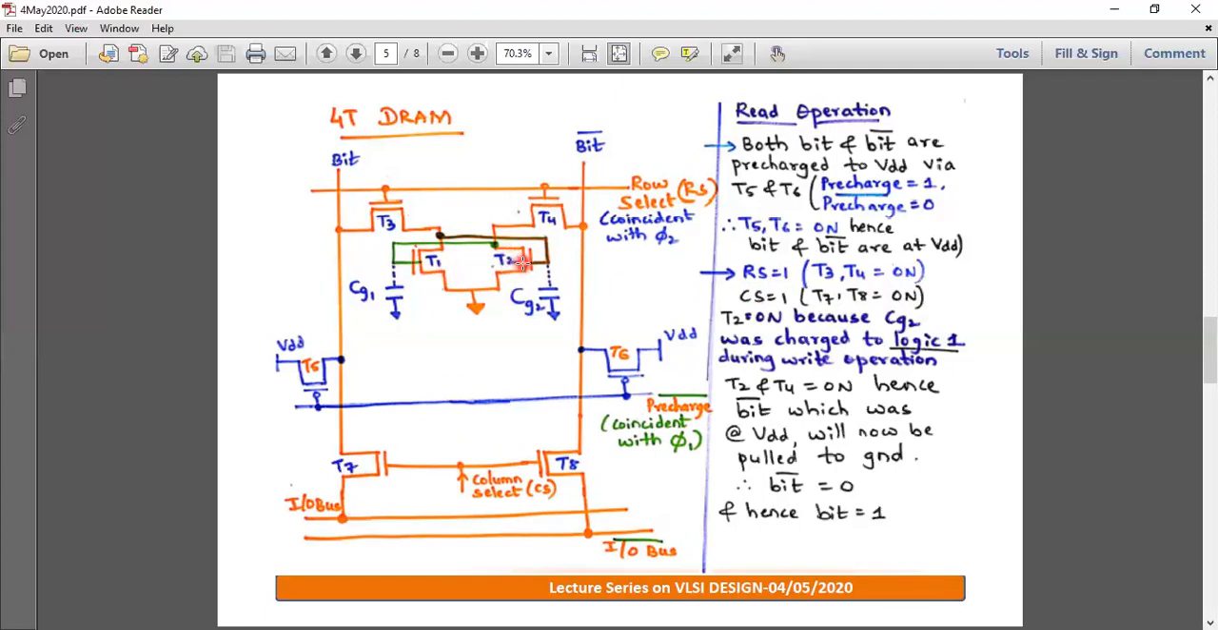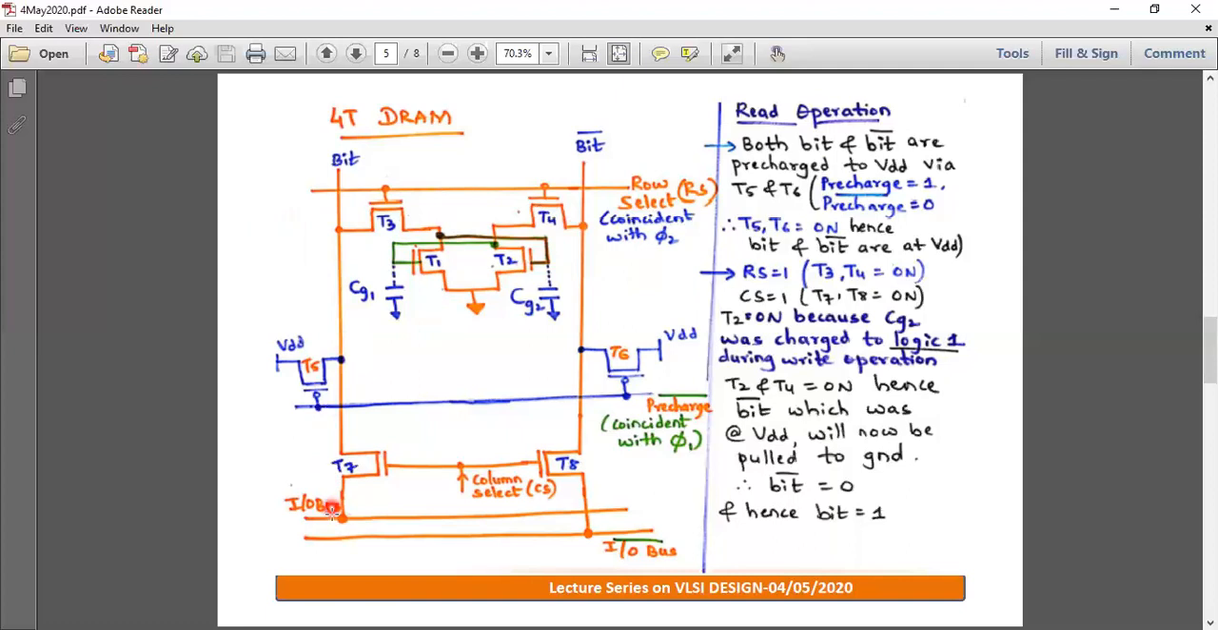T2 is on, T4 is on, hence this bit bar line which was charged to VDD will now discharge via T4 and T2 transistors to ground. And T3 is on, T1 is off. Hence it is a floating state for the bit line. It will never get connected to ground. Hence the bit line, which was charged to VDD before performing the read operation, will remain at VDD. So bit line will have VDD, bit bar line will have 0.